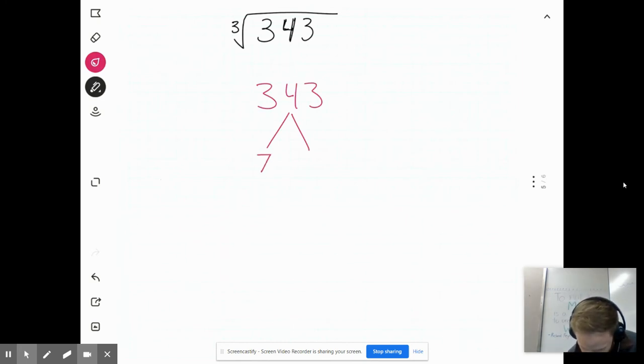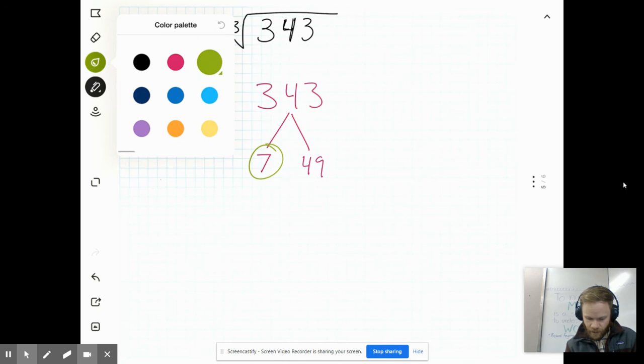So this is how we do prime factorization. We write down our prime number, and then the other number that you multiply it by to get 343. And then in green, we're going to circle our prime number. Well, 49 isn't prime. 49 has other factors that go into it. It's not a prime number.